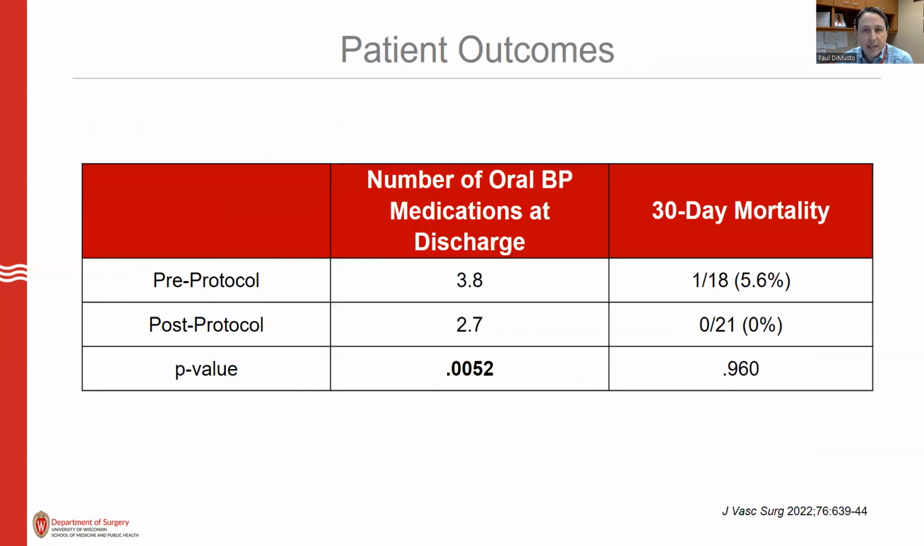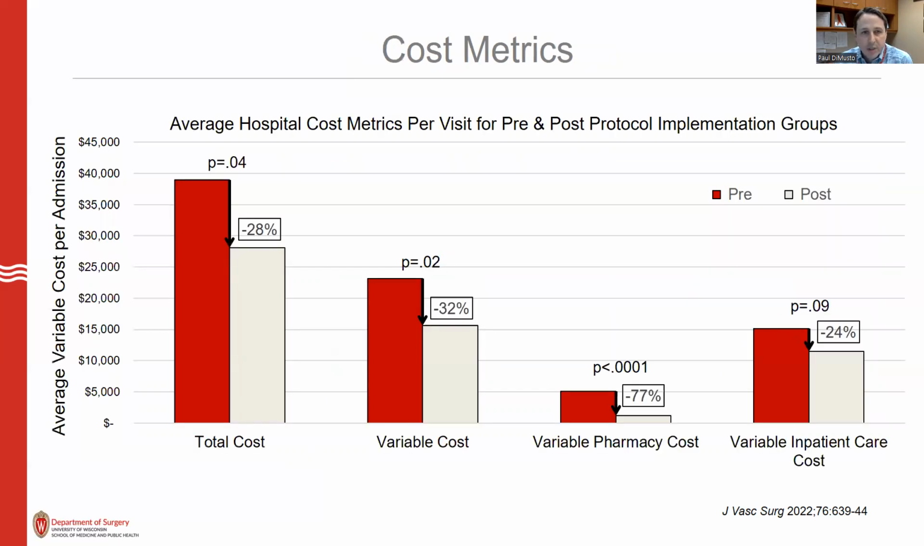With focus on titrating medications to their max dose before adding another medication, we were also able to reduce the number of oral blood pressure medications the patients are on at discharge by roughly 1 medication, and we did not see any change in our 30-day mortality. We also were able to reduce our costs of the total cost of the hospitalization, the variable cost, the pharmacy cost, as well as the variable inpatient care cost for these patients.